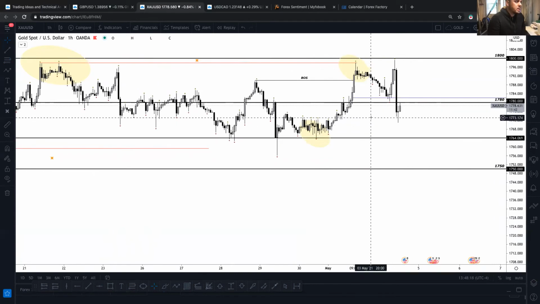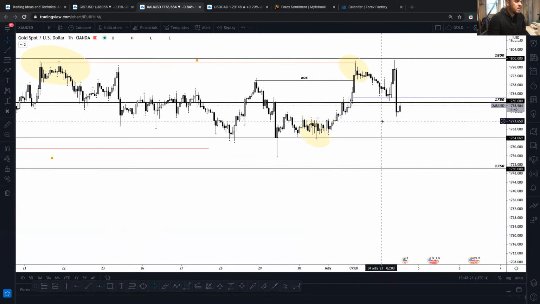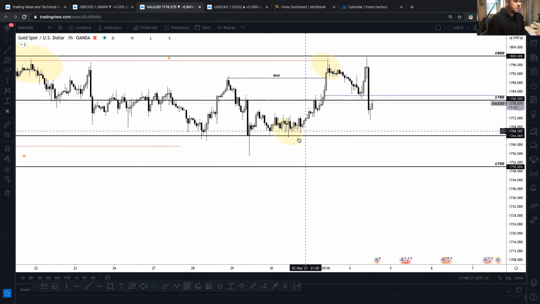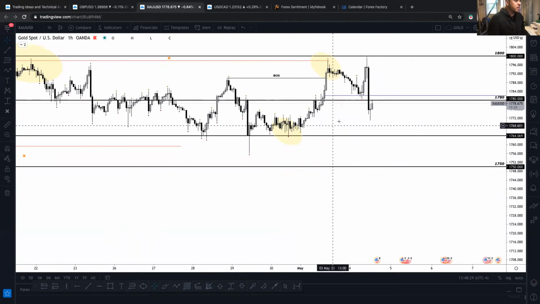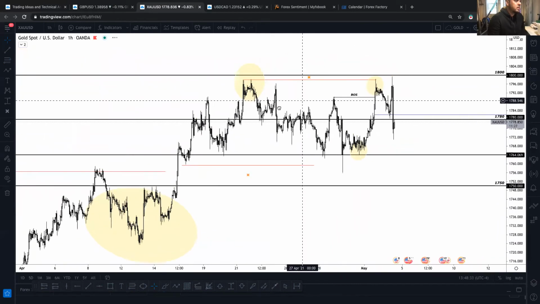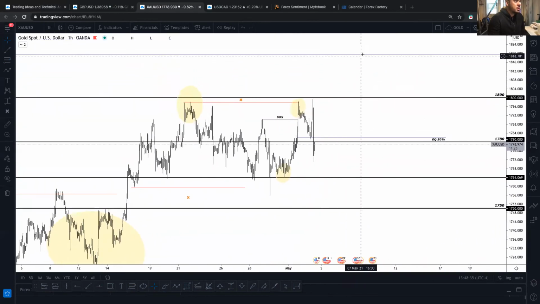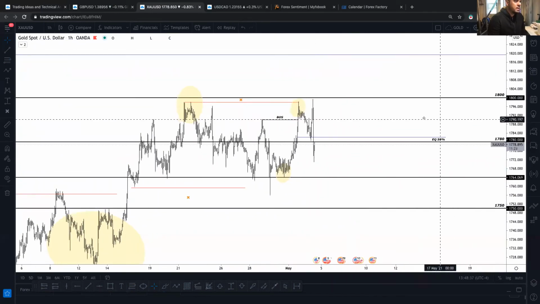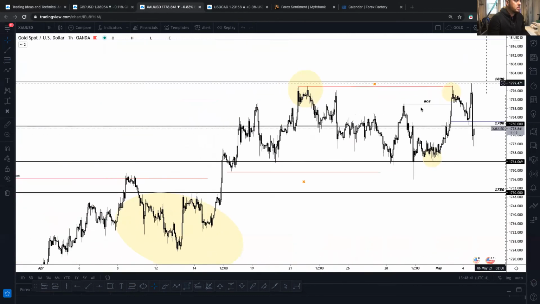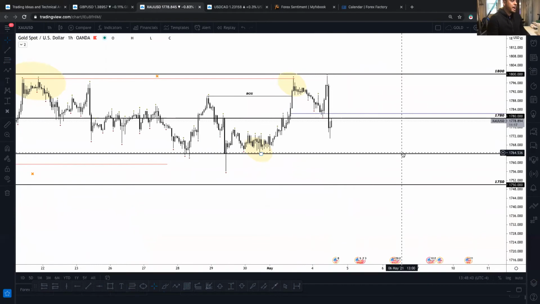So what we want to see is this area of price respected. We want to see this low respected if we're going to continue to the upside. And once again, what are your targets? Well, our targets are now going to be these highs, of course, the 1800 level. We're going to get there, and we want to get ultimately to the 1820. So I'm on the lookout for buys on gold.